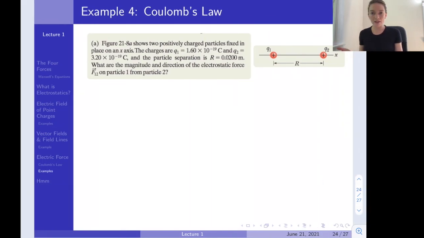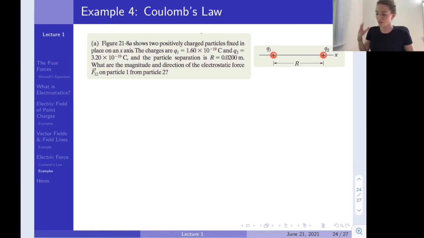So here we have two positively charged particles, and they're fixed on the x-axis. Charge 1 is 1.6 times 10 to the negative 19 coulombs, so it's like a proton. And charge 2 is 3.2 times 10 to the negative 19 coulombs, so that's twice our fundamental unit of charge. The particle separation is 0.02 meters. What is the magnitude and direction of the electrostatic force on particle 1 due to particle 2? So, the electric force on particle 1 due to the electric field created by particle 2.